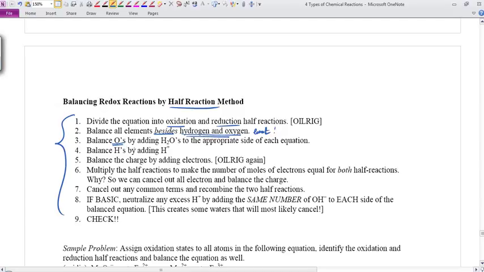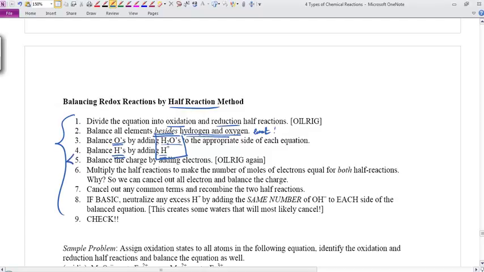Balance the oxygens by adding waters. Balance the hydrogens by adding H+. So you can add these things as much as you need to. If you start adding them to both sides, you've done something wrong. So wherever you have an excess of O's, you put waters on the opposite side to introduce the O's until you get even again. Wherever you have an excess of hydrogens, you put H+'s on the opposite side of the arrow until you get even again.